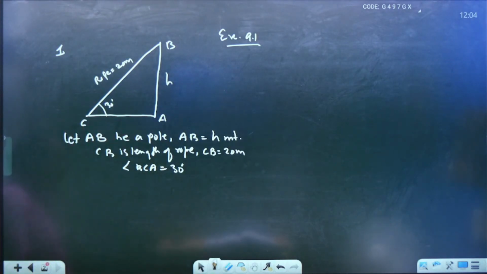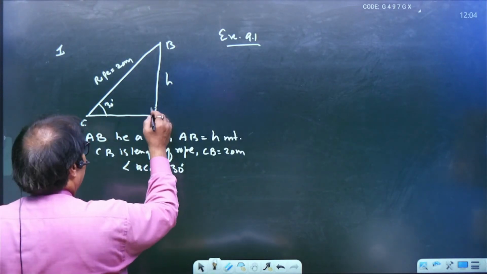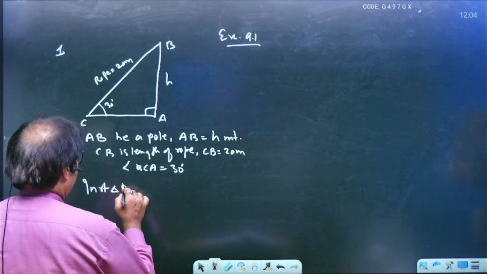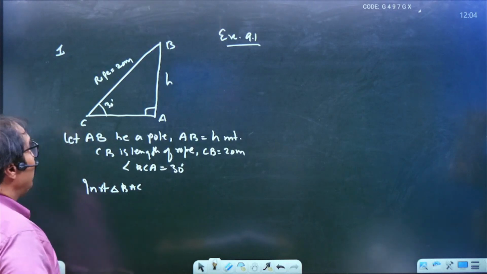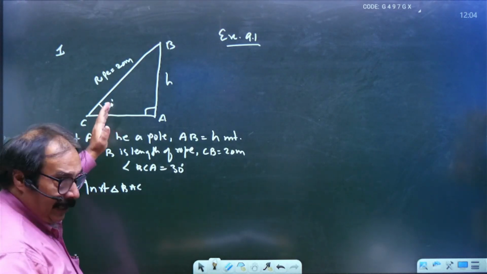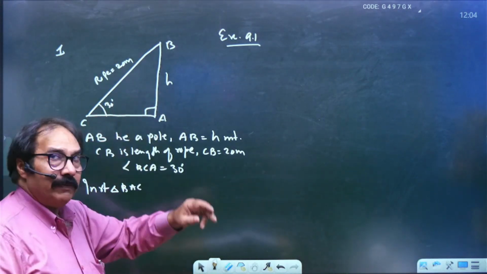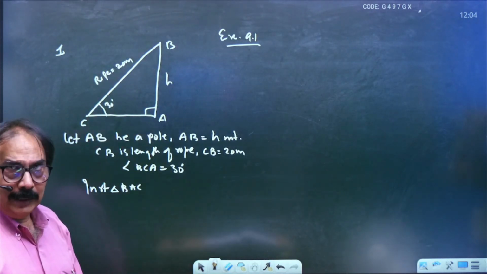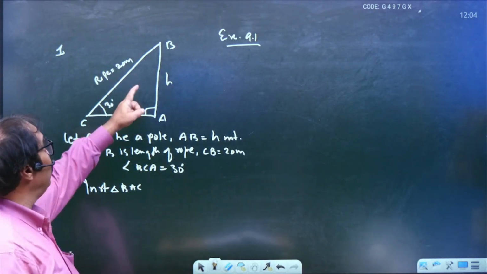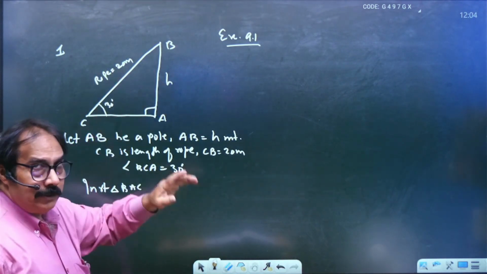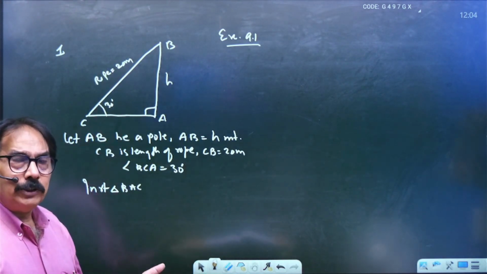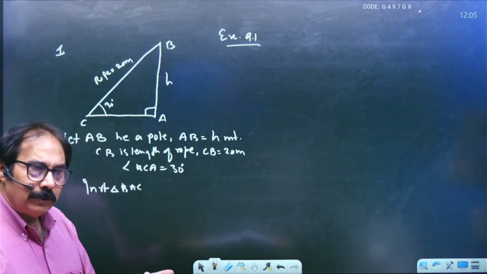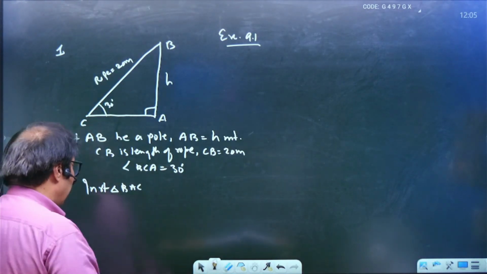Now in right triangle BAC, as we know, the side opposite to the given angle is the perpendicular and the side opposite to the right angle is the hypotenuse. Here we have to find the perpendicular, and the hypotenuse is given. The relation between the perpendicular and hypotenuse is either sine or cosecant, so you can apply any one.